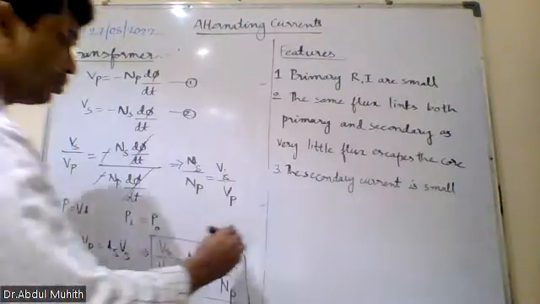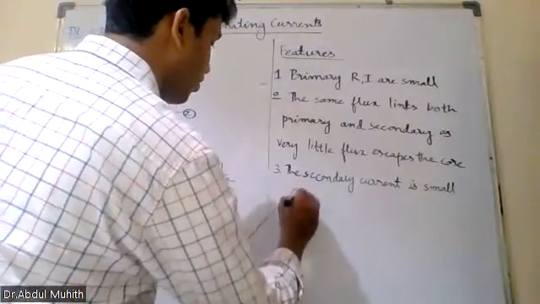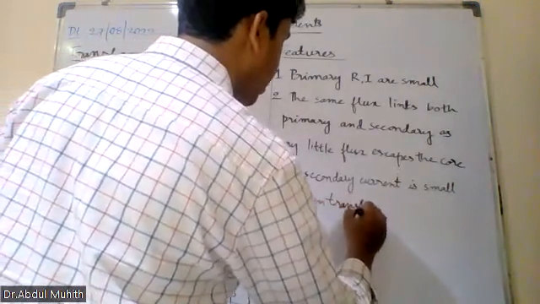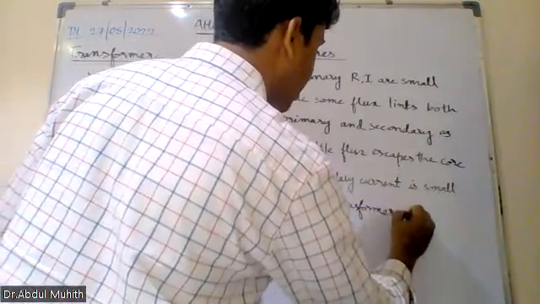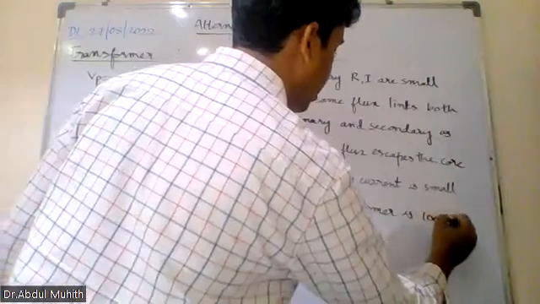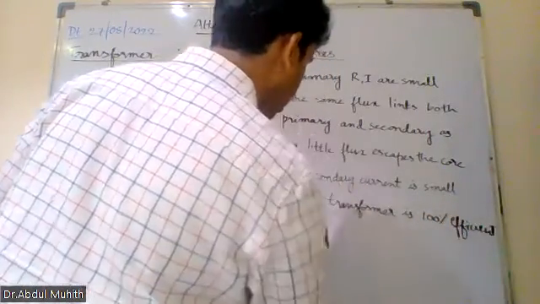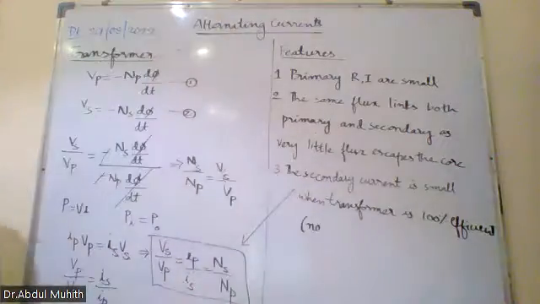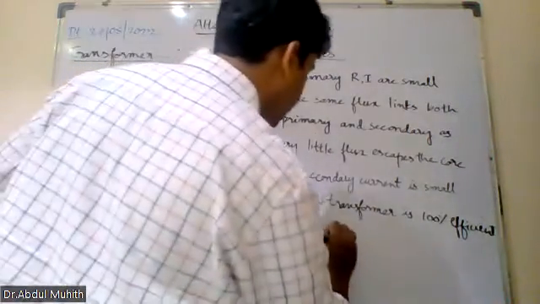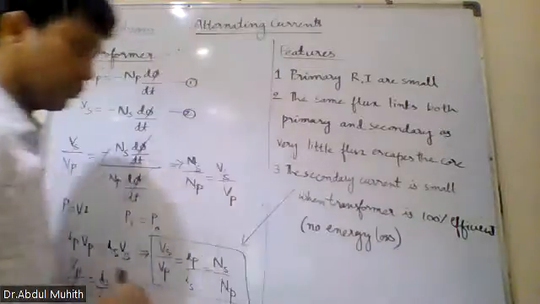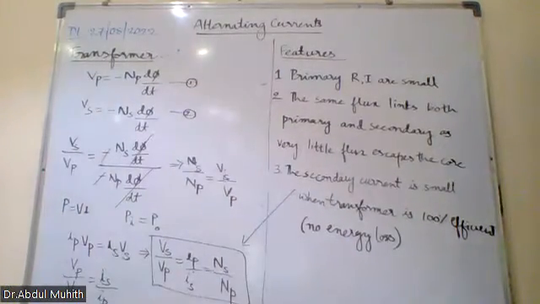This formula is used when the transformer is 100% efficient. 100% efficient means no loss of power. Okay, no energy loss. When there is no energy loss, you can use this formula.